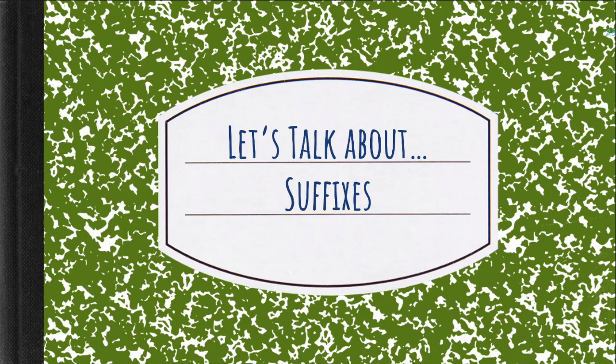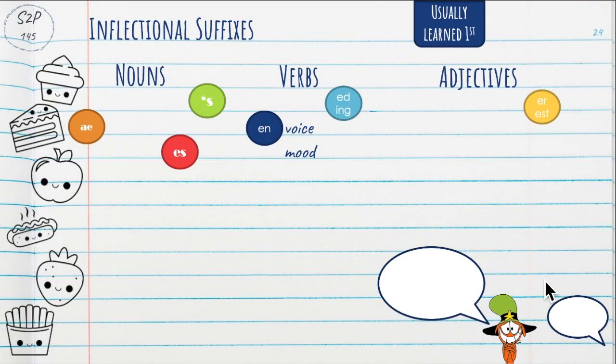Let's play around with some suffixes a little bit more in detail. Suffixes, of course, are added to the end of a word to adjust the meaning. You have first inflectional suffixes. These are the ones that are learned first, as early as kindergarten, because they do not change the role of the word in the sentence. A noun will stay a noun, a verb will stay a verb. The difference is we're adding some clarification and altering the definition a little bit.